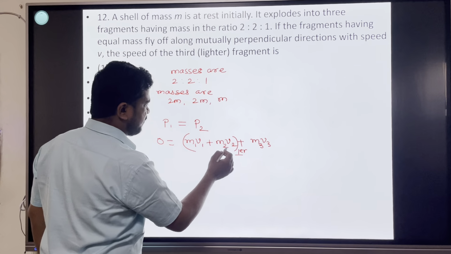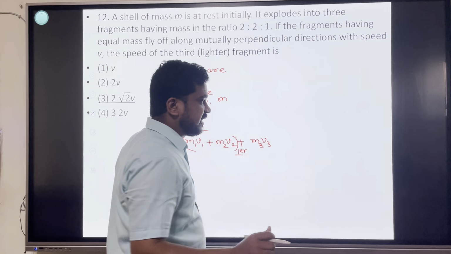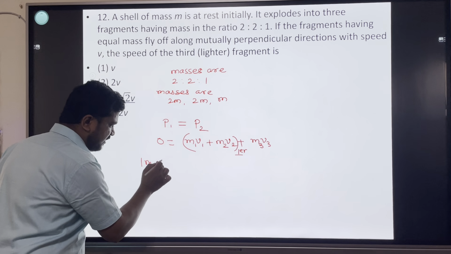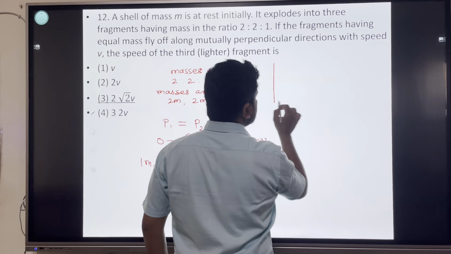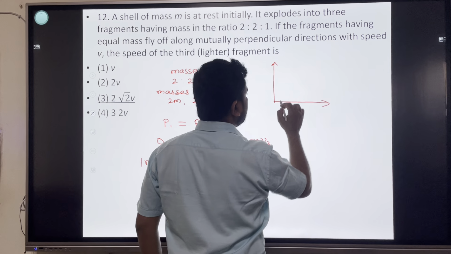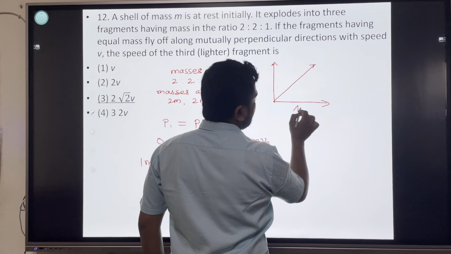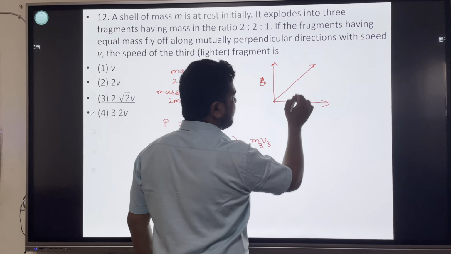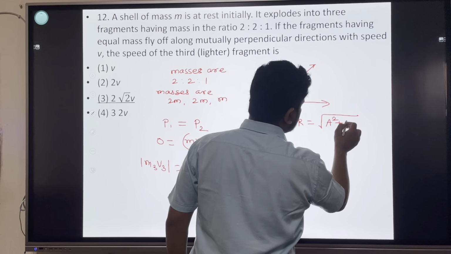Now m1v1 plus m2v2 परपेंडिकुलर है. परपेंडिकुलर का रिजल्टेंट फाइंड करना इंपॉर्टेंट है. m3v3 इधर लाएंगे, मॉड में लेंगे m3v3. ओके, इनका रिजल्टेंट क्या है? If two particles are moving mutually perpendicular to each other, then the resultant is, if particle is a vector a and vector b, both are moving perpendicular to each other, the resultant is square root of a square plus b square.